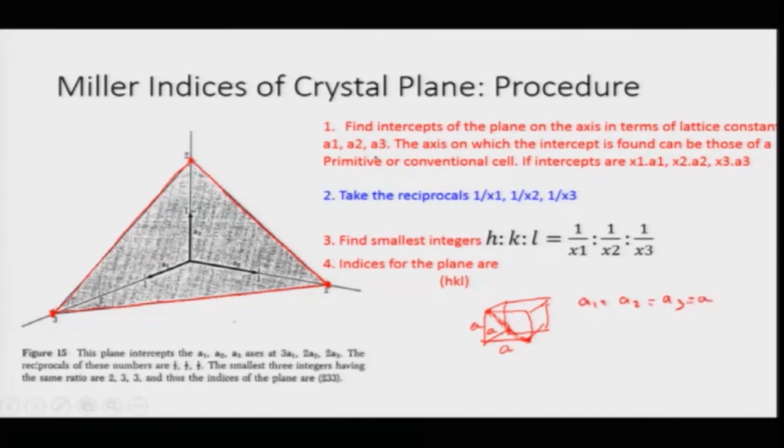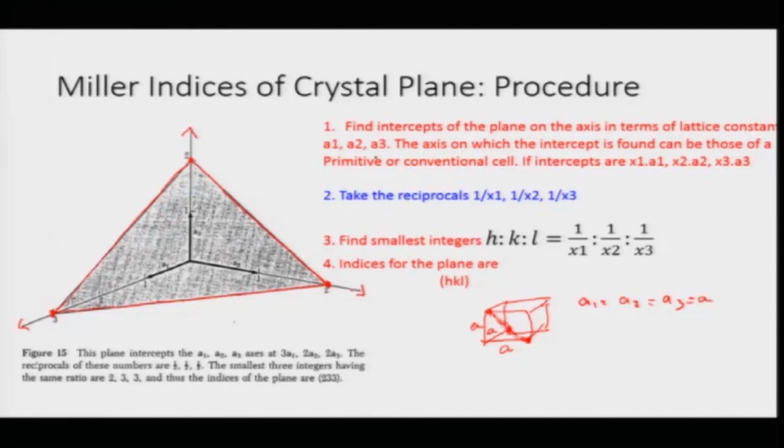Then this is a cube and these points are sitting at these 3 corners of the cube, and this is the lattice plane. But in general I am taking that A1 not equal to A2 not equal to A3. Then how do I define, how do I index this plane? What you first do is find out the intercepts along the axis. These axes can be the primitive axis or the axis of the conventional unit cell.